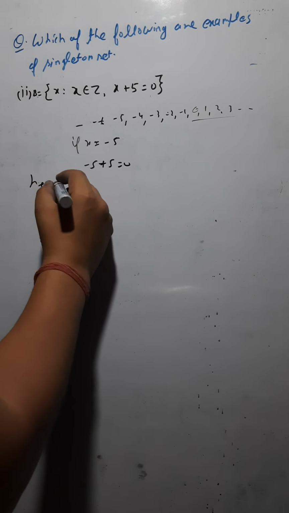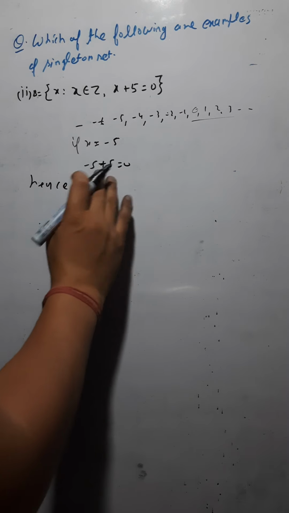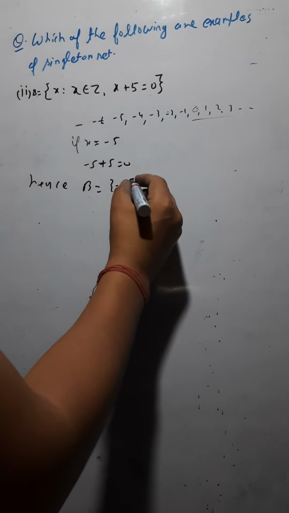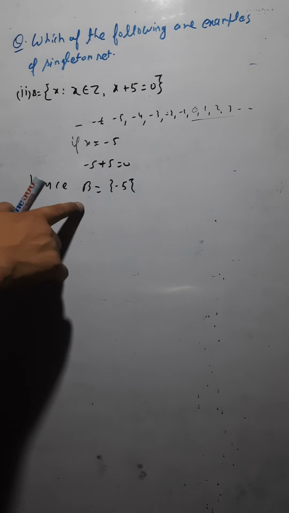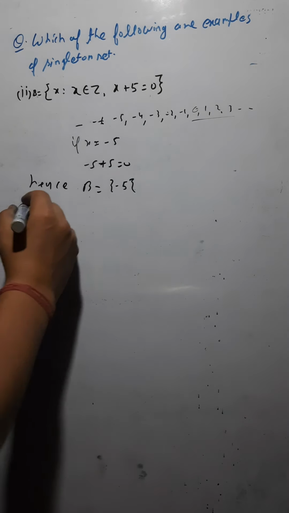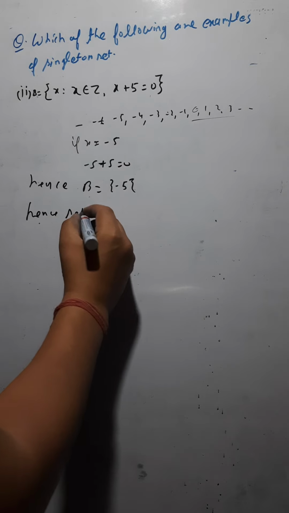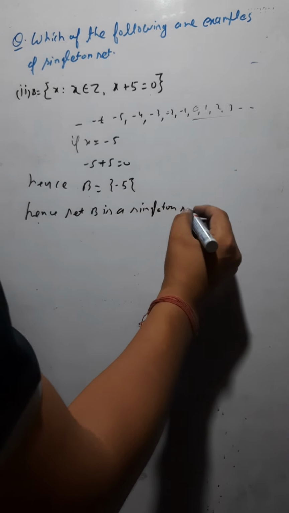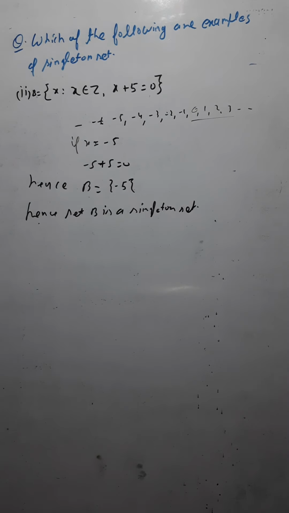Hence set B contains only one element, that is -5. So it is an example of a singleton set. Hence set B is a singleton set, isn't it? Note it down.